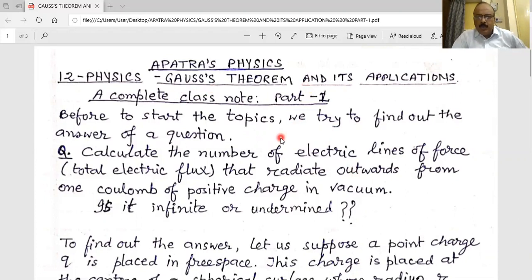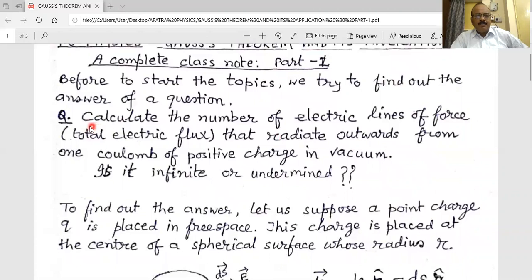Before we start the topic, we try to find the answer to a question. What is the question? Calculate the number of electric field lines of force, that is the total electric flux, that radiate outwards from 1 coulomb of positive charge in vacuum.